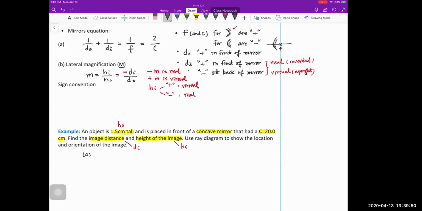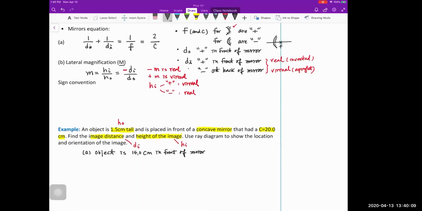So let's say the object is 14.0 centimeter in front of the mirror. And you look at the equation, the 14.0, this is your DO. And DO is positive. The object location is always in front of the mirror. So in front of the mirror is going to be positive.